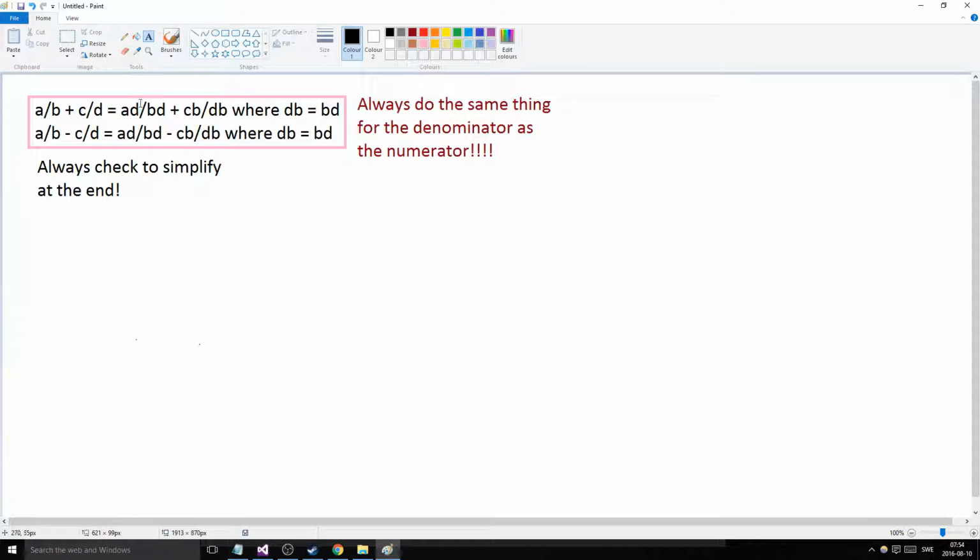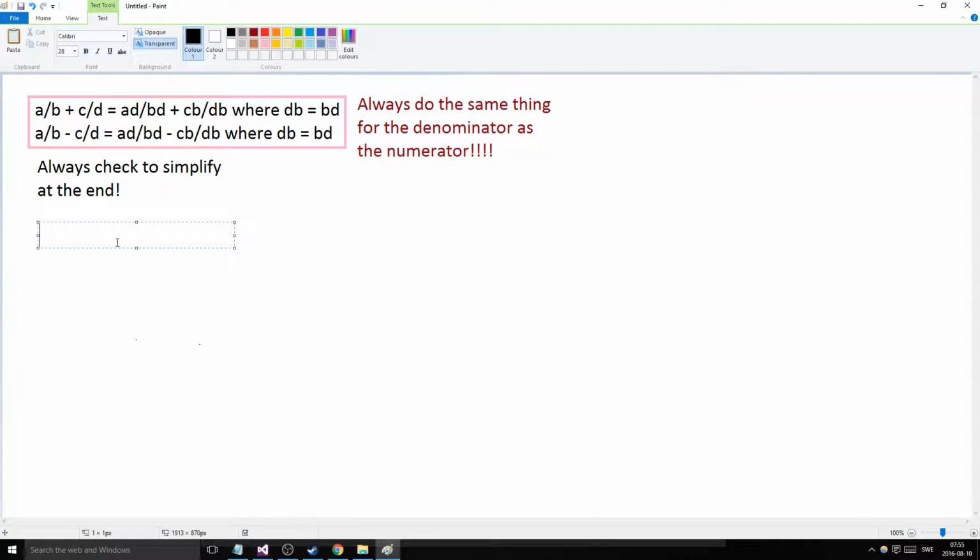AD and BD are one number. This is also one number. This is just a product of these being multiplied. So let's take a simple example here. 1 through 2 added to 3 through 5. You can't just go ahead and add these and make it 4 through 7, right? You have to have the same denominator, the same size here in order to add these together.